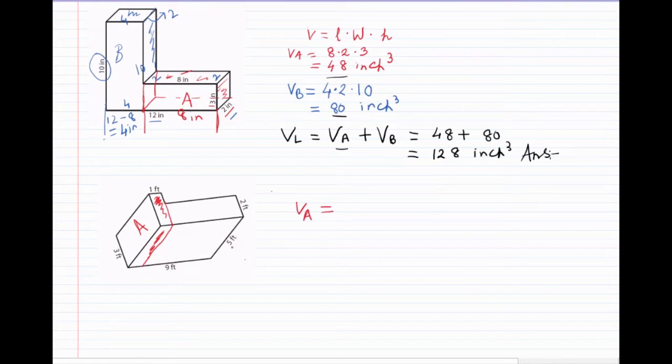From the picture I can see this is 5. So this is also 5. This is 5. This is 5, which is the length of prism A. So according to formula, 5 times the width of the prism, this is 1. So this is also 1. This is also 1. Times the height of this prism, that is 3. This gives me a value 15 feet cube.